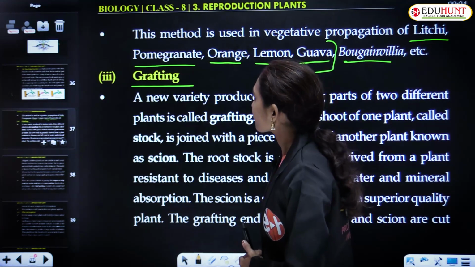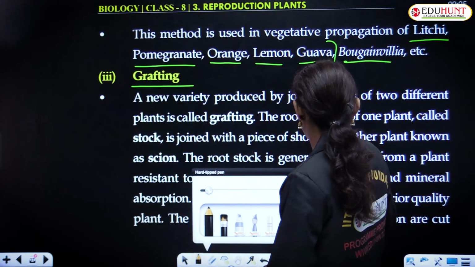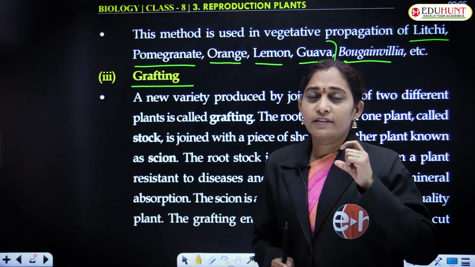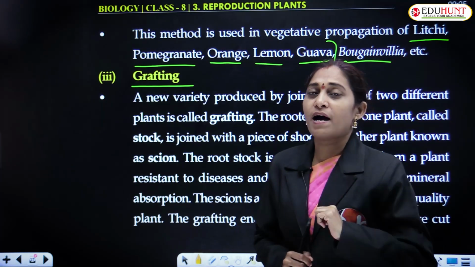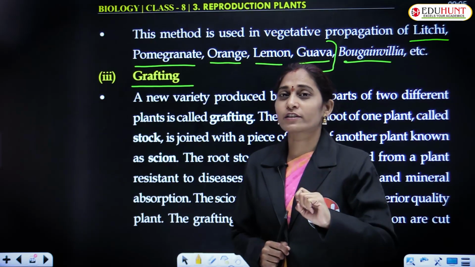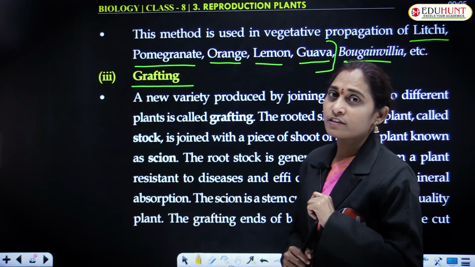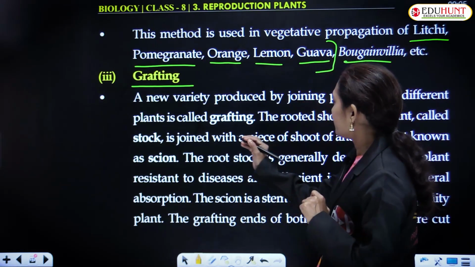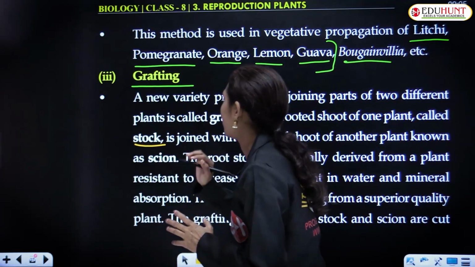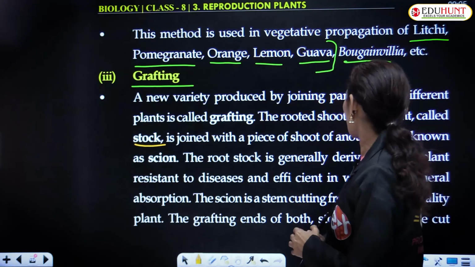Let's move on. What is grafting? It is nothing but joining of two different plants. There is a basal plant part, the plant which has roots and which is in contact with the soil. That part of the plant is known as the stock. The rooted shoot of one plant is known as the stock, and it is joined with a piece of another plant known as scion.